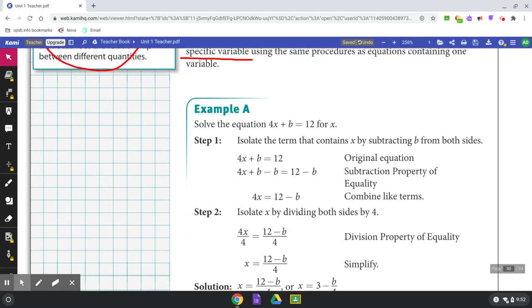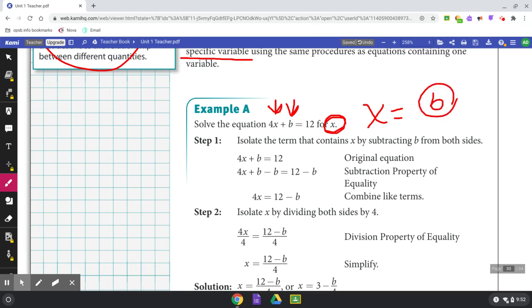Okay, if you look at this equation, it looks a little different than what we've been looking at all week here. Okay, we have 4x plus b equals 12. We have a variable x and we have a variable b, but it tells you a specific variable to solve for, x. So at the end, our equation should read x equals an expression over here, okay? And your expression will contain the variable b. It will contain the variable b.